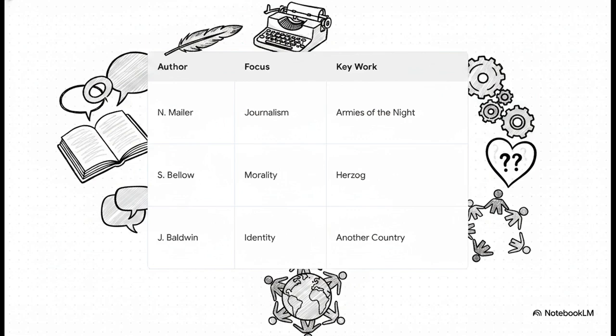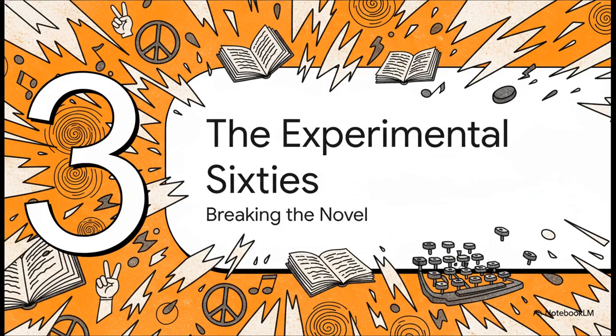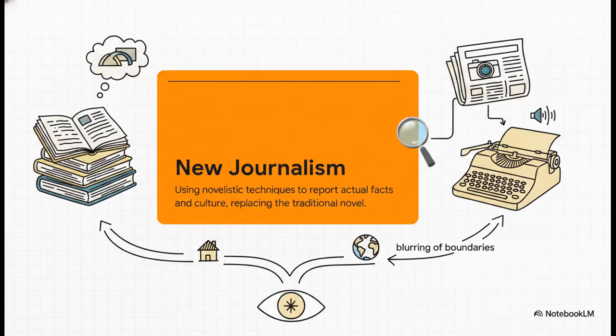They were all desperately trying to anchor the American soul in an increasingly turbulent world. Section 3. The experimental 60s. Breaking the novel. So as we transition into the 1960s, that turbulent world boiled over. Writers essentially realized they had to break the novel completely to make it work.